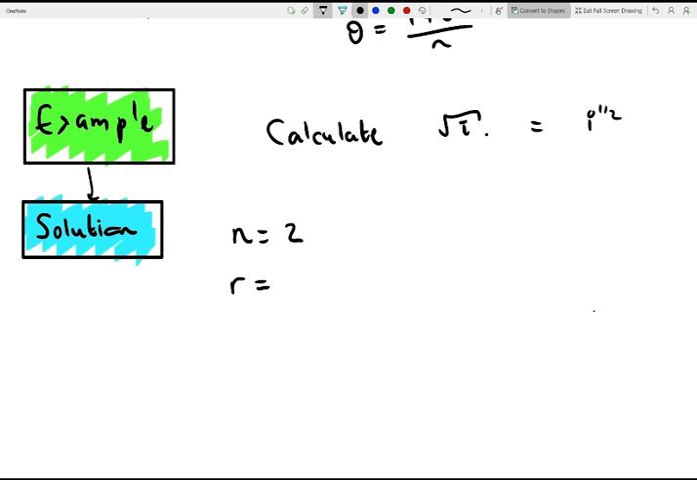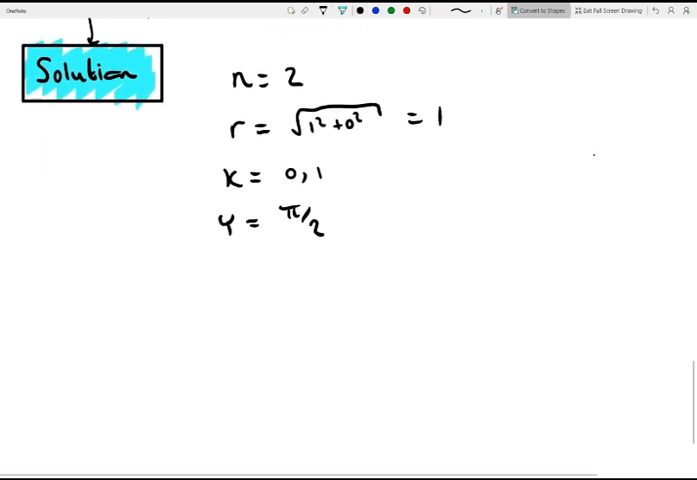r we need to know is the modulus of z. Don't forget that z is i, so this is going to be 1 squared plus 0 squared, square rooted, which is 1, because we have 1i. k is going to run between 0 and n minus 1, so we're going to have 0 and 1. And phi is the argument, so that's going to be pi over 2, because the argument of the complex number i is pi over 2. Then we're going to have the two different cases, the k is 0 case and the k is 1 case.